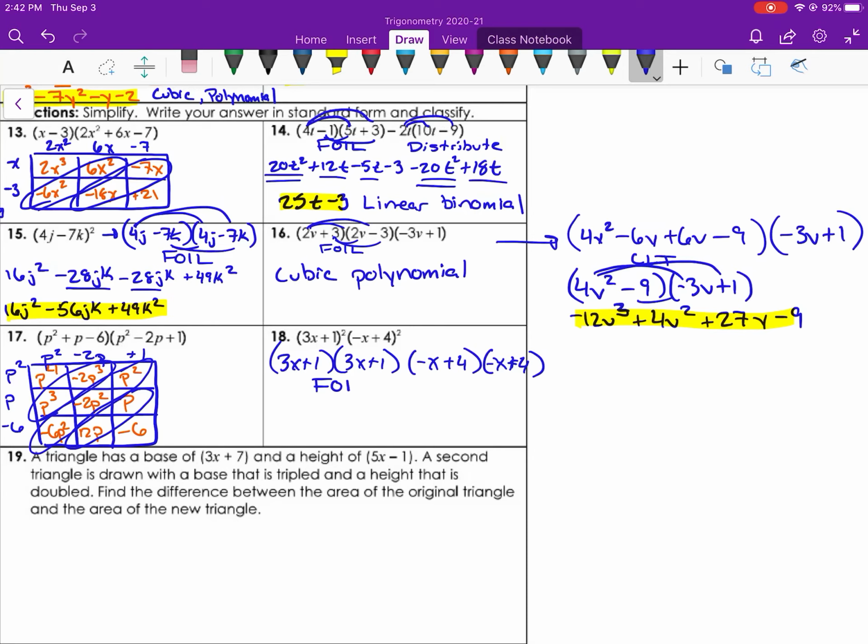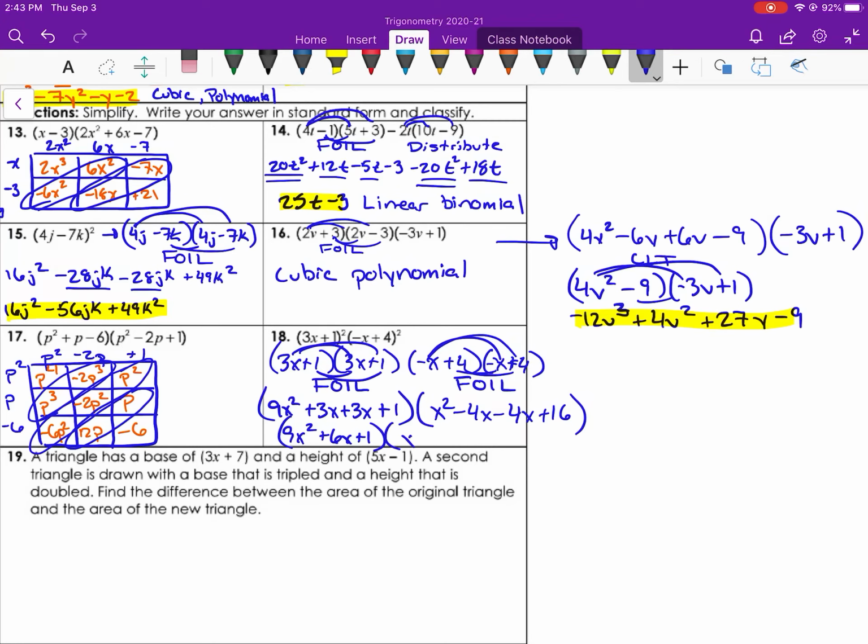I'm going to FOIL the first two terms. I'm going to FOIL the second two terms. I'm going to multiply again. So this will give me 9x squared plus 3x plus 3x plus 1. That's from this. And then we'll get x squared minus 4x plus 16. Combine like terms, get 9x squared plus 6x plus 1, x squared minus 8x plus 16.